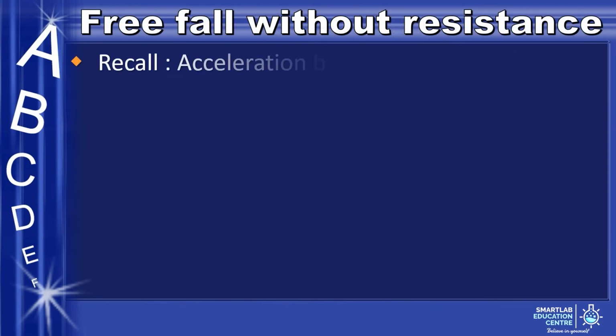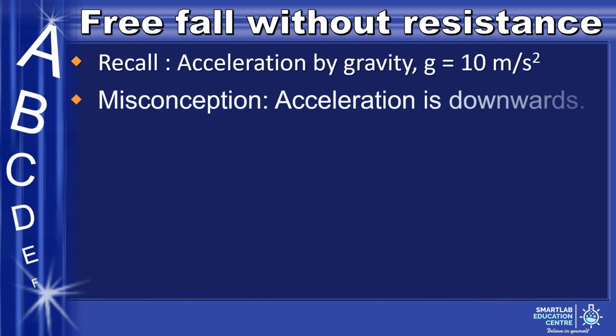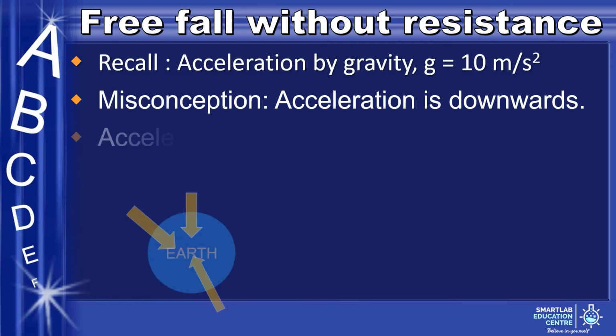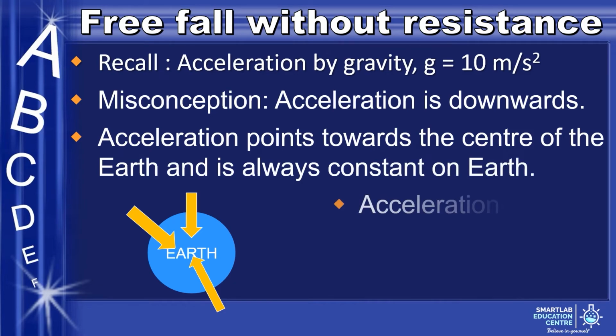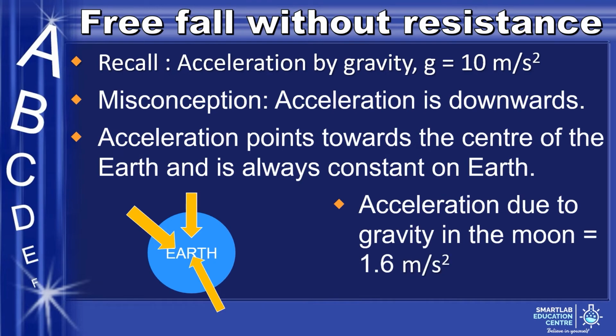Now let us talk about a free-falling object. A common misconception by many students is that acceleration points downwards. However, acceleration points towards the center of the Earth, and is always constant on Earth. Did you know? The acceleration due to the Moon's gravity is 1.6 meters per second squared.